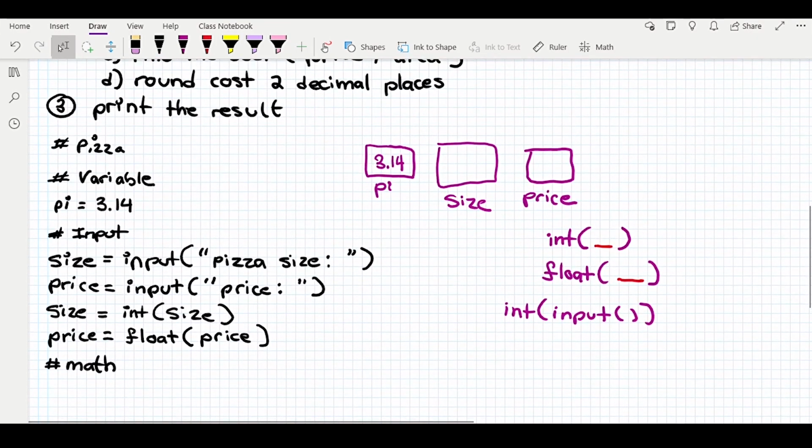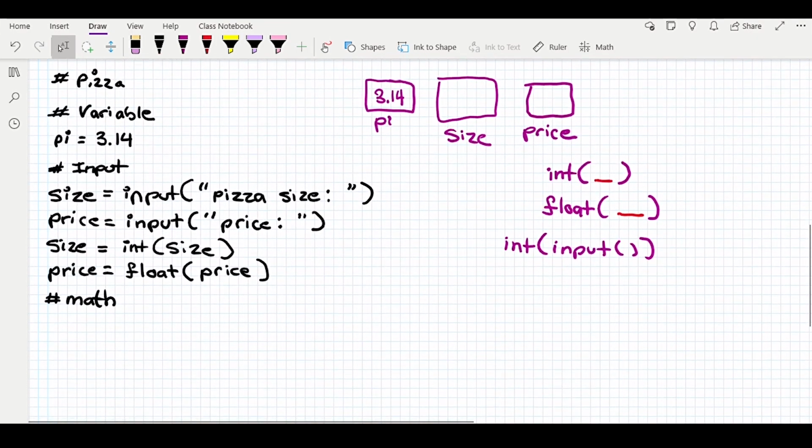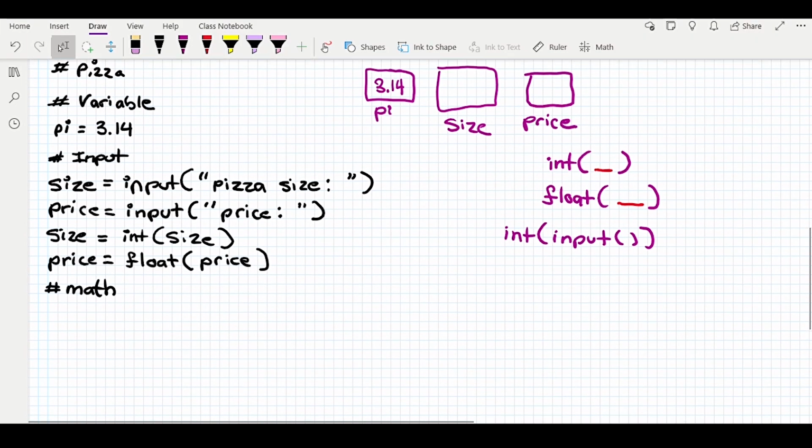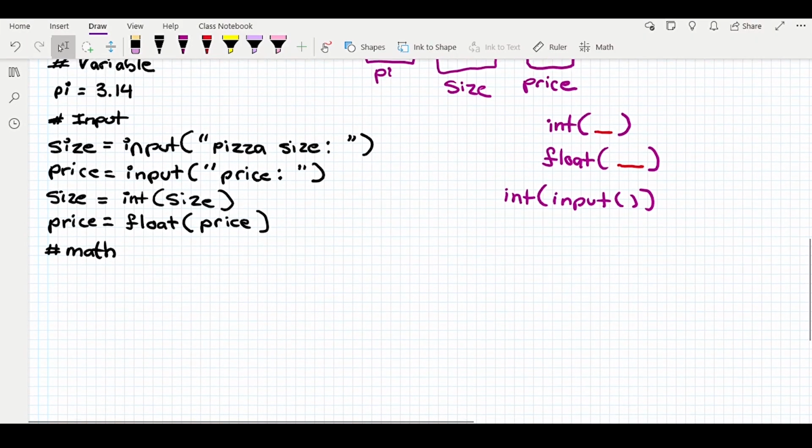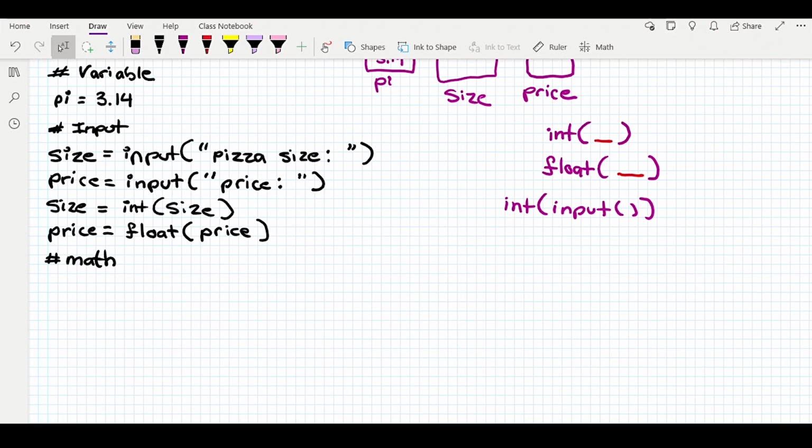So let me make sure we can see most of the code so far. We'll keep it right here, starting at variable. So next up in the math section, we'll make another variable. This one is going to be called radius. And we're going to say, hey, let's make some memory called radius.